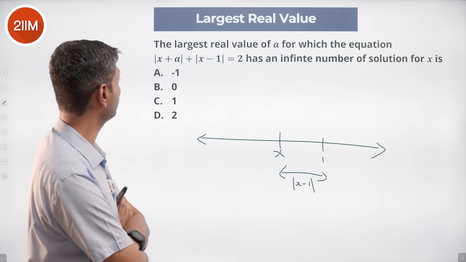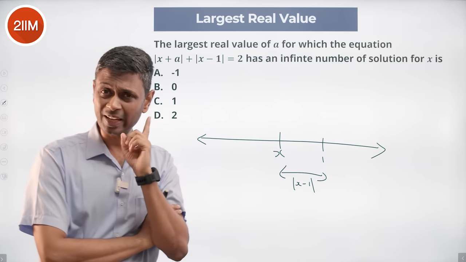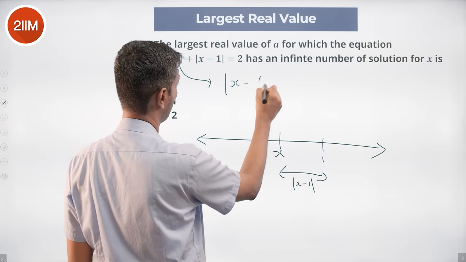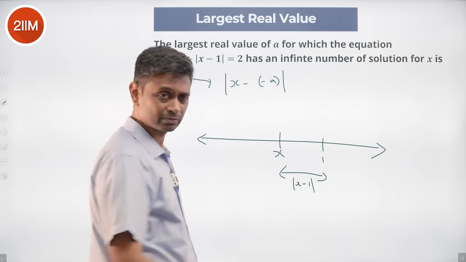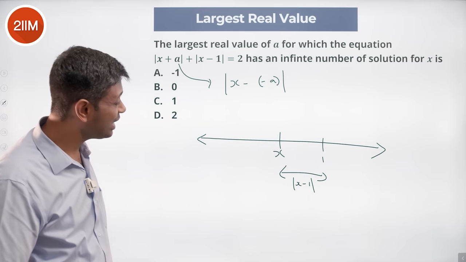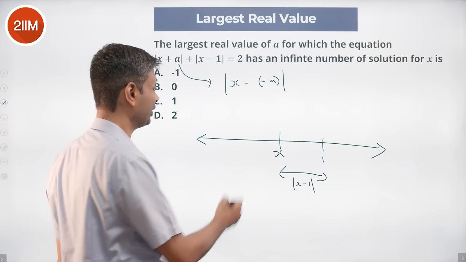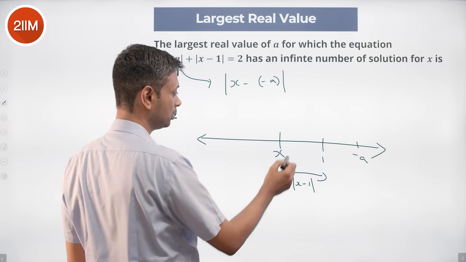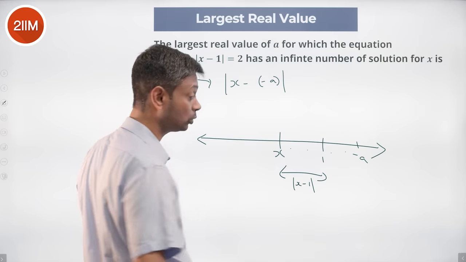It has an infinite number of solutions. Modulus of x minus 1 plus modulus of x plus a equal to 2. We'll think about x plus a as modulus of x minus minus a. And so it will have infinite solutions. So if minus a were here, x could be here, here, here, here. Put x equal to 2.